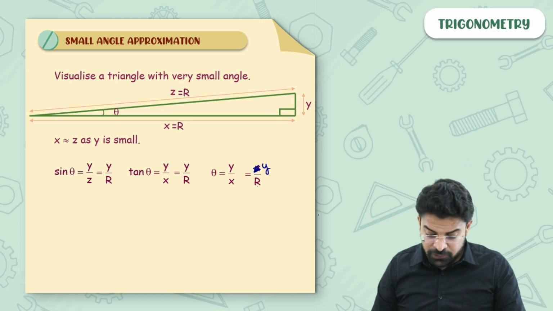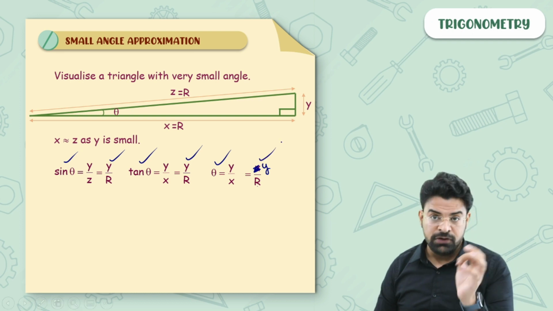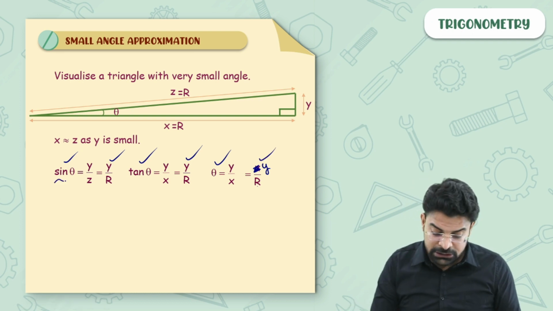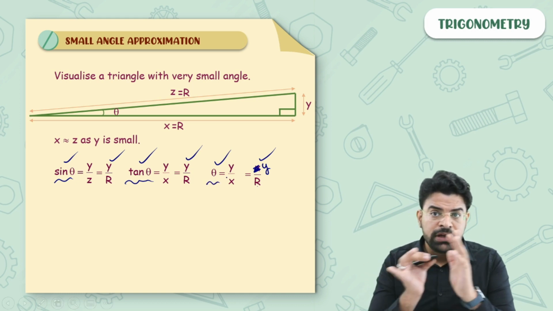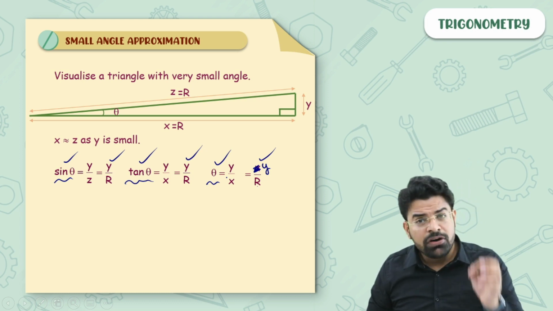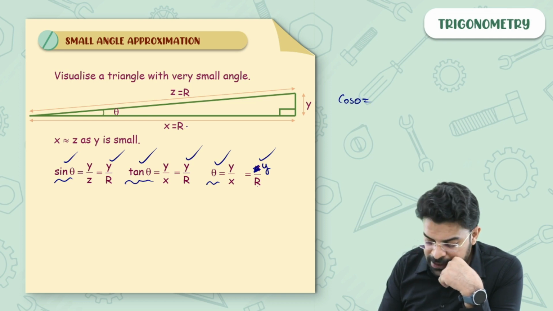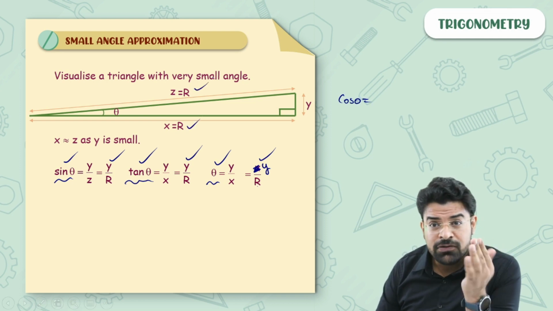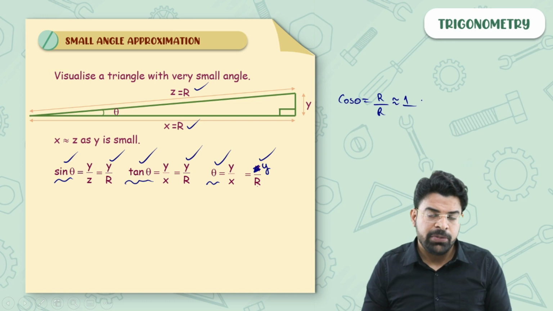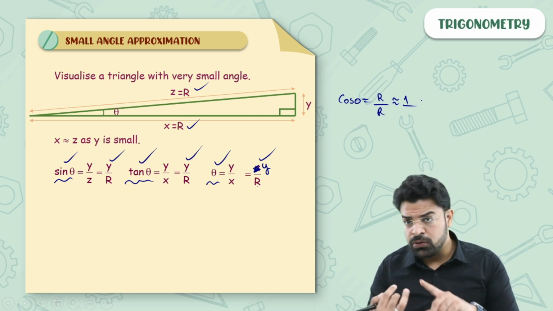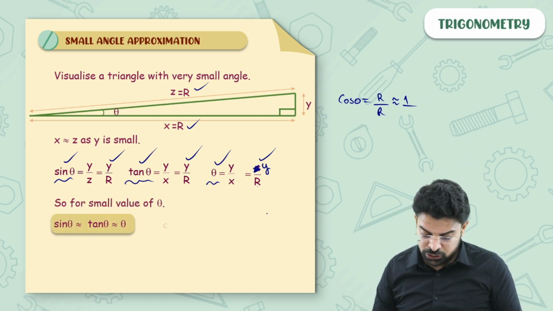So we can say for small value of theta, sine theta which is y by r equals tan theta which is y by r equals theta which is y by r. So for small value of theta, sine theta is nearly equal to tan theta, which is nearly equal to theta. For small value of theta, what will be the value of cos theta? Sir, cos theta is base upon hypotenuse. Since base and hypotenuse will be nearly equal, you will write cos theta as r by r, so that becomes nearly equal to 1. So just remember, for small value of theta, sine theta is nearly equal to tan theta, which is nearly equal to theta, and cos theta is nearly equal to 1.